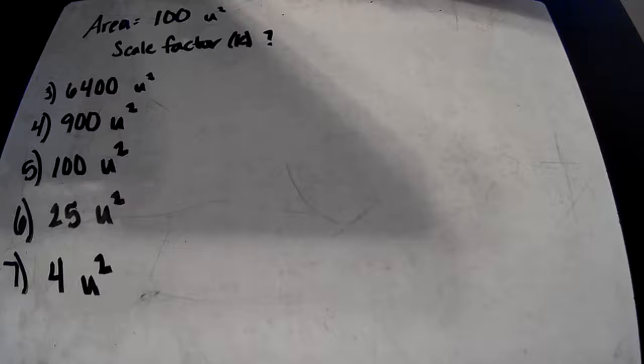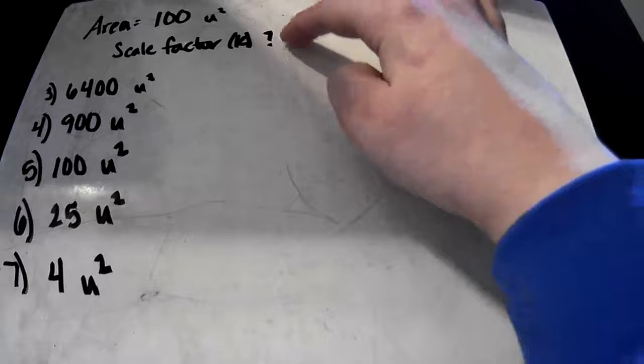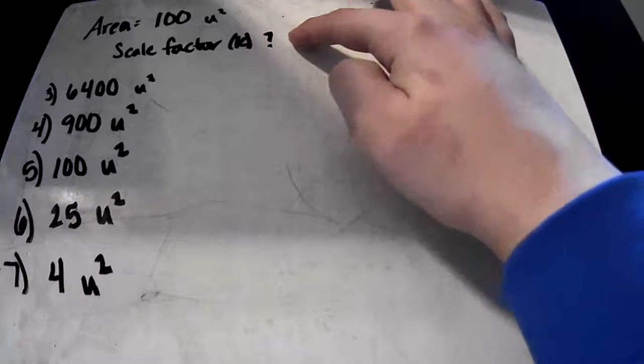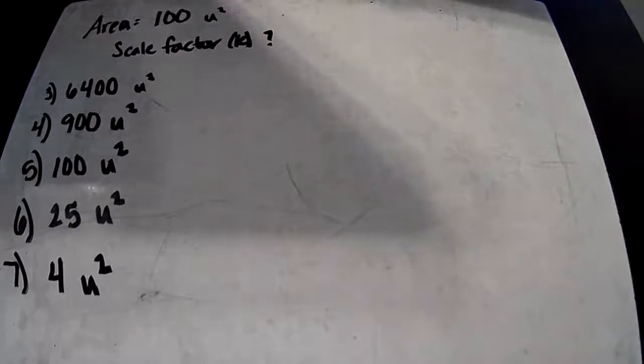This is Unit 5, Lesson 5, Problems 3 through 7. For these problems, they told us that we had a trapezoid with an original area of 100 square units. We're trying to find the scale factor that will give us a new area, which you can see in each of the corresponding problems. On number 3, the new area is 6,400 square units.